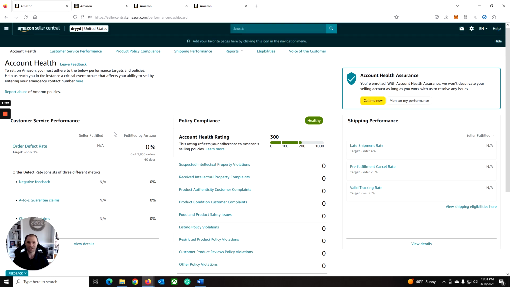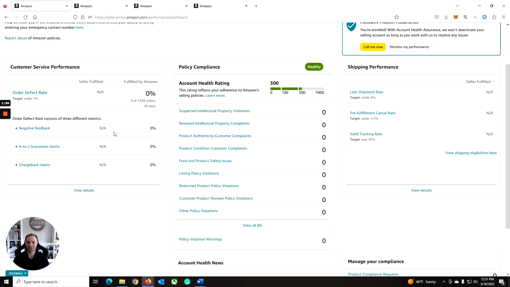Not all this information is 100% relevant, because some of these violations you may never receive. You may never get chargeback claims. You may never see A to Z guarantee claims, but it is important to look out for these, right? So we're checking our customer service metrics, our compliance policies, right? So we haven't violated anything. We have no restricted products, for example.